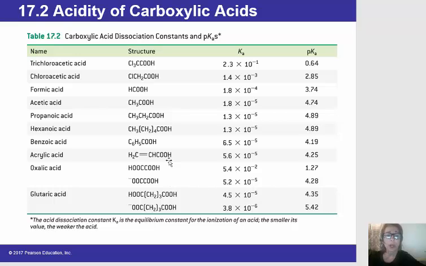And then also notice here oxalic acid and glutaric acid have two Ka values. That's because they're dicarboxylic acids. So this first Ka is the Ka when the first proton is removed, and then the second one is when the second proton is removed.